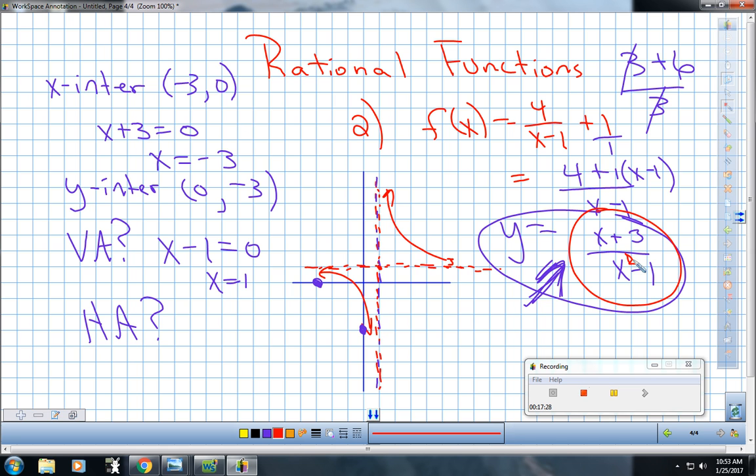Okay? And if you think about it, 1 over 1,000, 1 over 10,000, 1 over 1,000,000, 1 over 1,000,000,000, what are you getting ridiculously close to? 0. So if the degree is bigger in the bottom, there will be a horizontal asymptote at 0. That make sense? Hopefully that's review. Okay? That's something you guys did in Algebra 2.